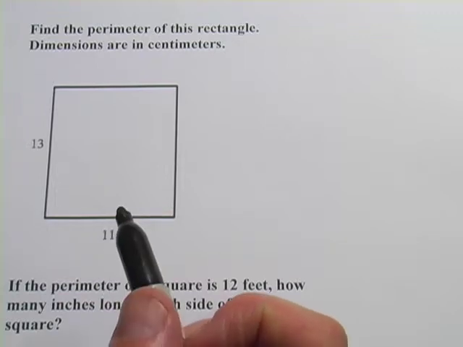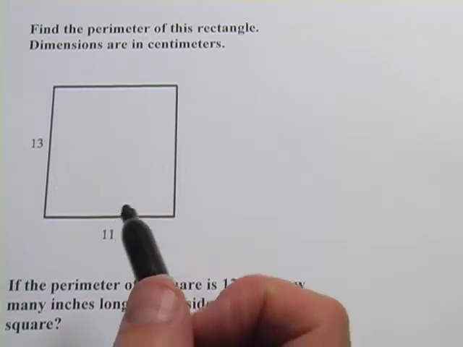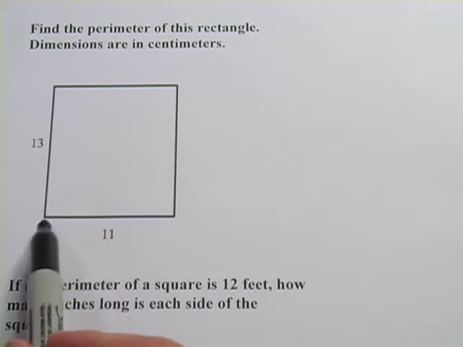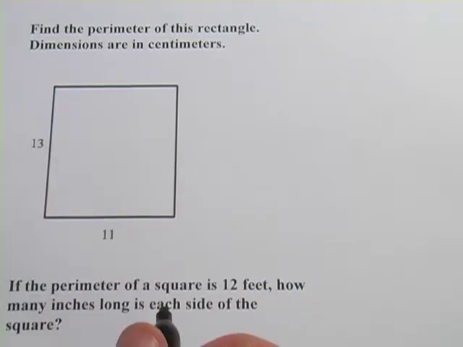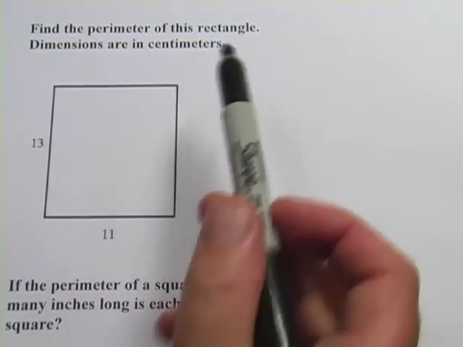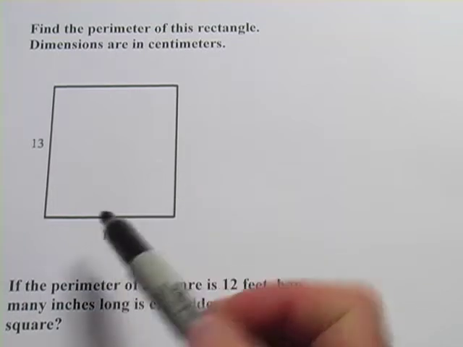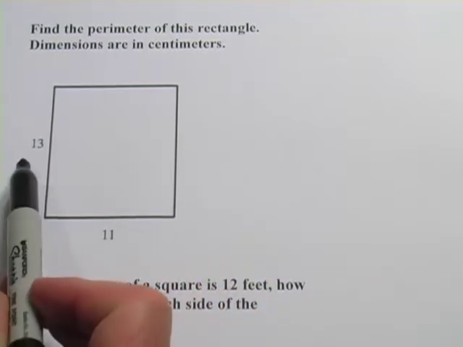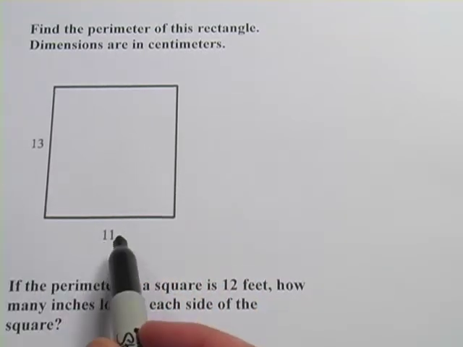Here we have some more problems about perimeter. And remember, perimeter is the distance around the outside of an object. This one says, find the perimeter of this rectangle, and dimensions are in centimeters, and they give us one side 13 over here and one side 11 over here.